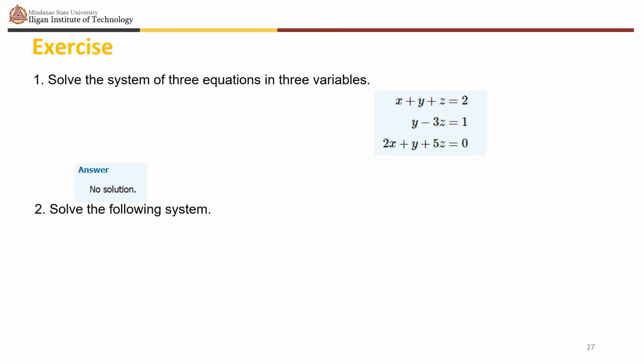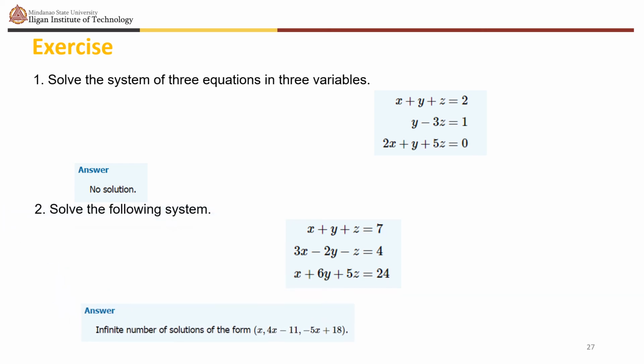And there's number 2, solve the following system. x plus y plus z is equal to 7. 3x minus 2y minus z is equal to 4. x plus 6y plus 5z is equal to 24. So the answer here is an infinite number of solutions of the following form: (x, 4x minus 11, minus 5x plus 18). You can try to do this exercise.